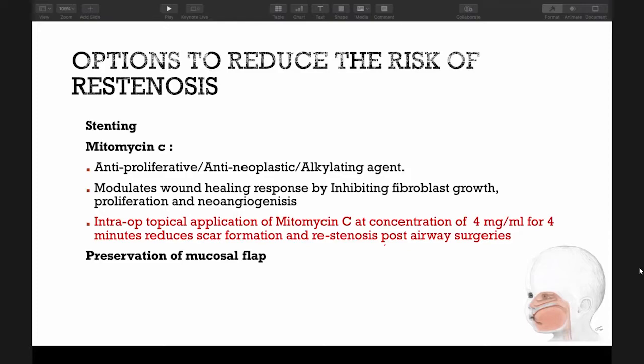Then we can use mitomycin C, which is anti-inflammatory, anti-neoplastic, and anti-angiogenic. Intraoperatively, we will do a topical application of mitomycin at a concentration of 0.4 milligram per ml for 4 minutes, which will reduce scar formation and restenosis. And most importantly, we can do preservation of a mucosal flap without using a stent.